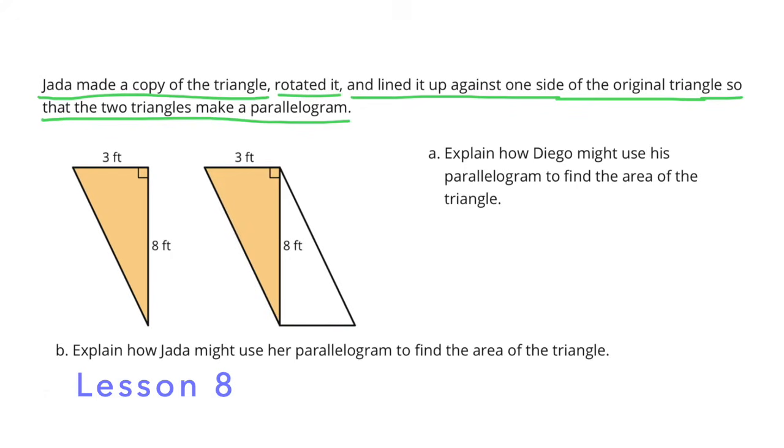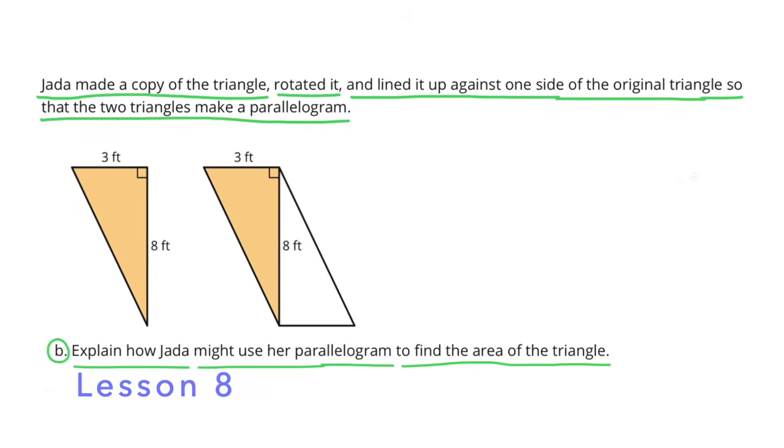Jada made a copy of the triangle, rotated it, and lined it up against one side of the original triangle so that the 2 triangles make a parallelogram. B. Explain how Jada might use her parallelogram to find the area of the triangle.